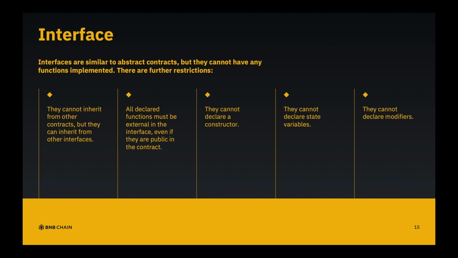Interfaces. Interfaces are very similar to abstract contracts, but they cannot have any functions implemented. A further restriction on interfaces is that they cannot inherit from other contracts, but they can inherit from other interfaces. All declared functions must be external in the interface, even if they are public in the contract. They cannot declare a constructor, state variables, or modifiers. So these interfaces serve to provide interface information to the outside world. That's why they have these restrictions.